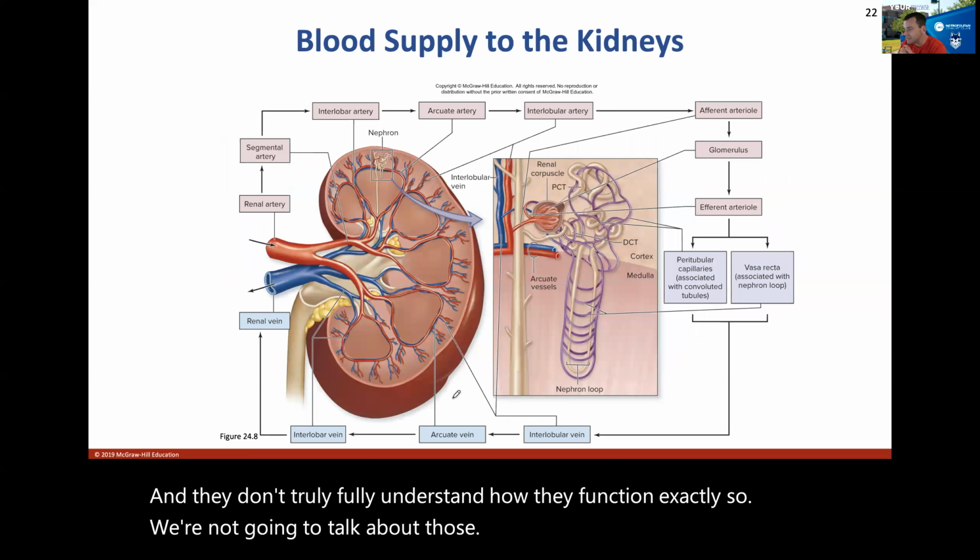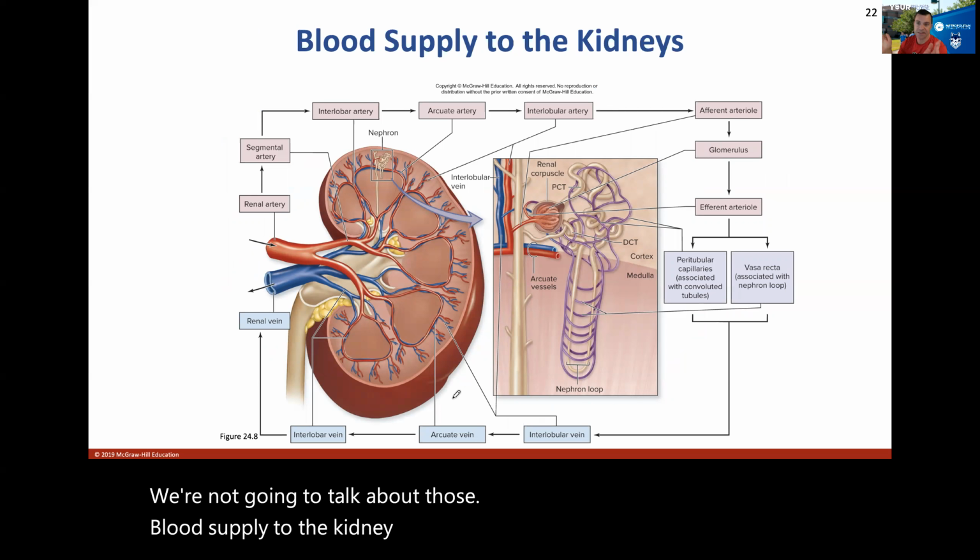Blood supply to the kidney, it is extensive, right? It is extensive.